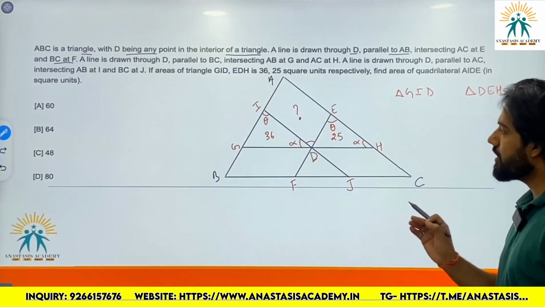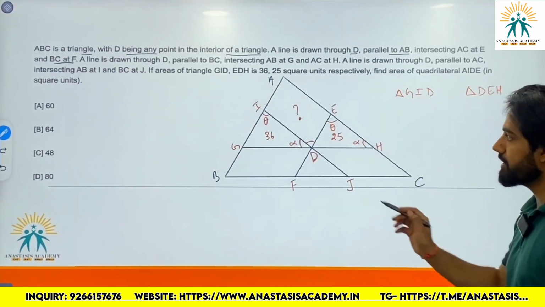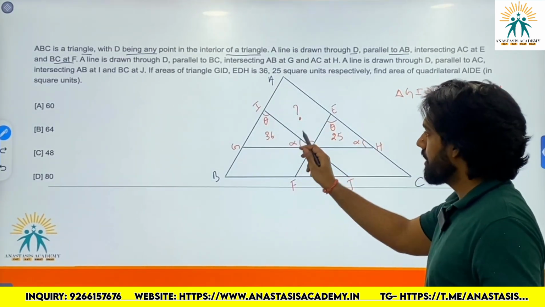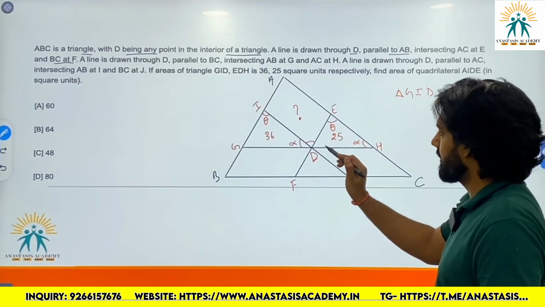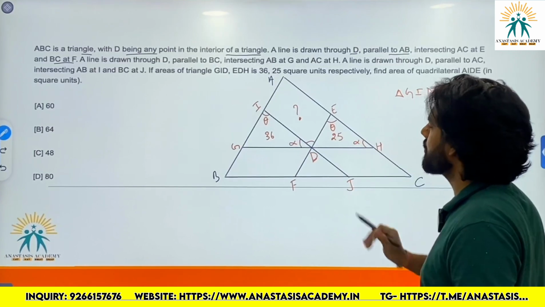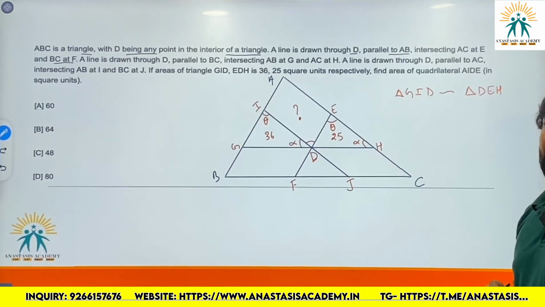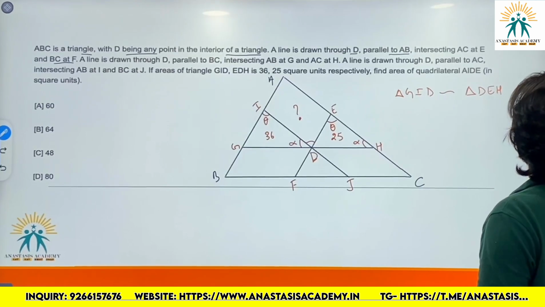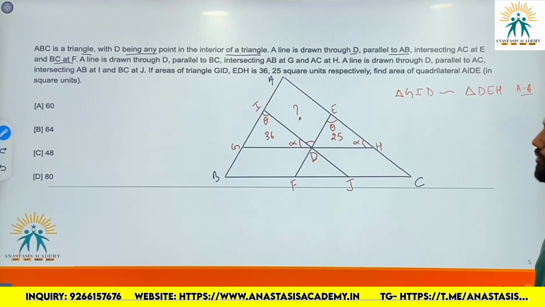Now by the property of angle, I can say these two triangles are similar because two angles of these triangles are equal. That means the third angle will be equal. So all the angles in these two triangles are equal. So these two triangles are similar by the property of angle. I proved the similarity between these two triangles.